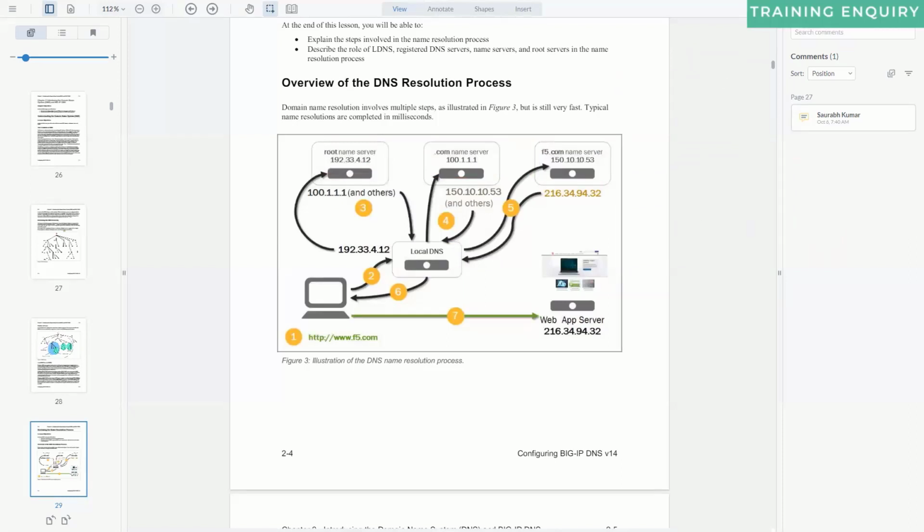Sure. Having a discussion around host A, 4 times A or CNAME.